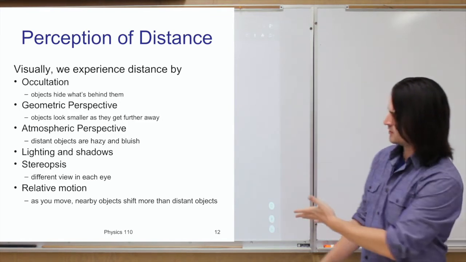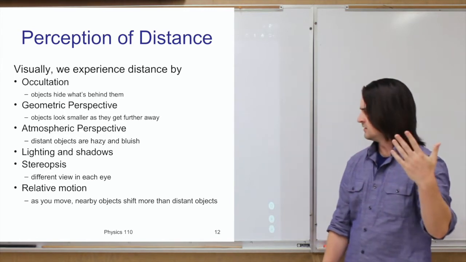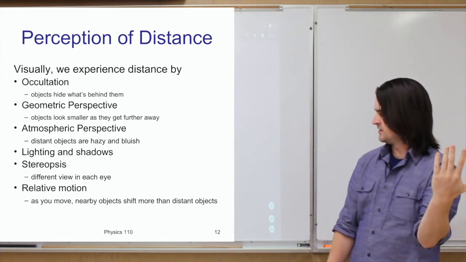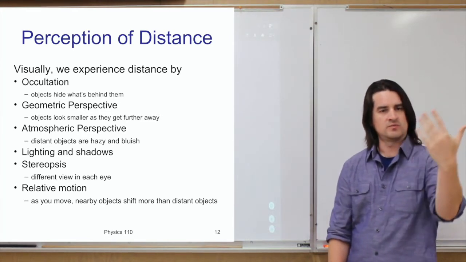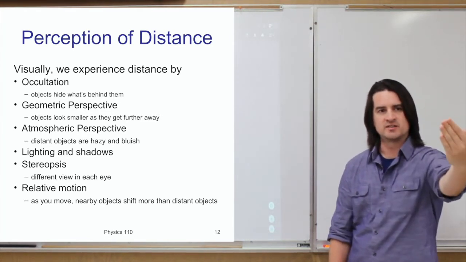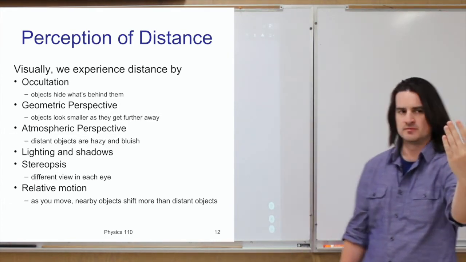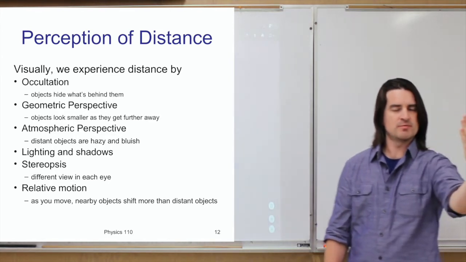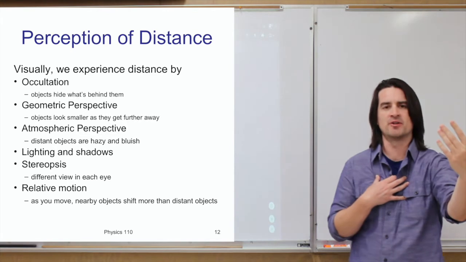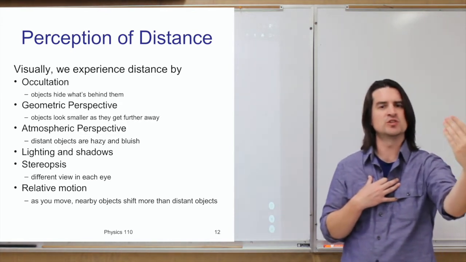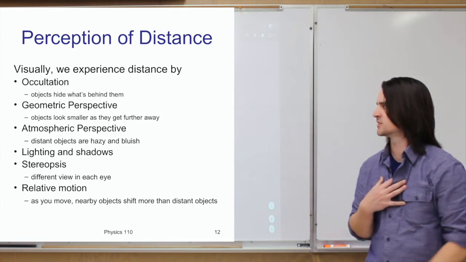And then finally, there's relative motion. So if you have a nearby object versus a far away object, and you move around a bit, then the nearby object, from your perspective, seems to move a lot more in your vision than the far away one. Because relatively speaking, you only moved a little bit in comparison to the far away object, but you moved a lot more in comparison to the near object.